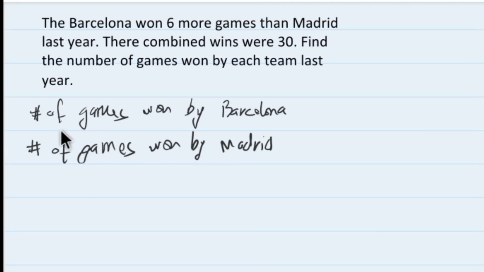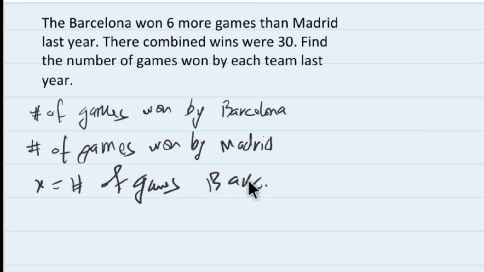But we can also assign a variable to the number of games won by Barcelona and write the number of games won by Madrid in terms of that variable. Now we assign a variable x to the number of games won by Barcelona. That is, let x be equal to the number of games won by Barcelona, and write the number of games won by Madrid in terms of the number of games won by Barcelona.